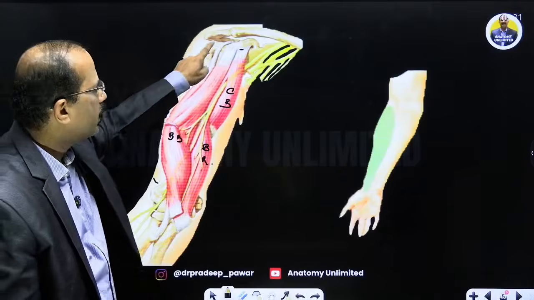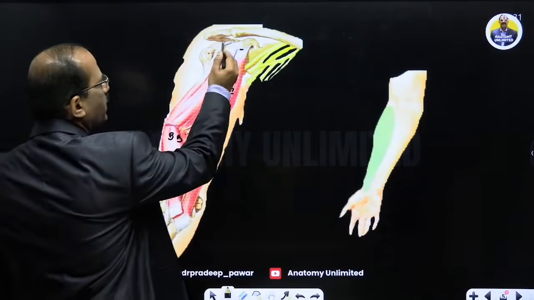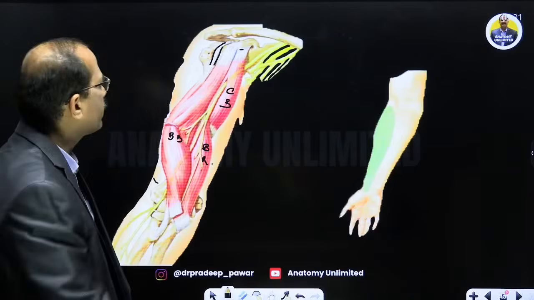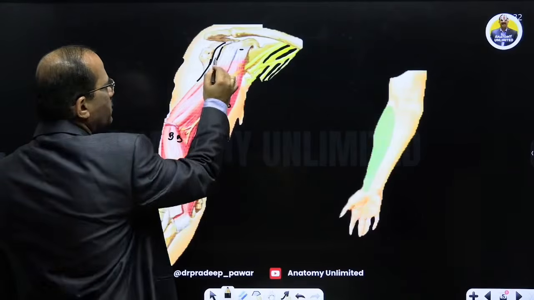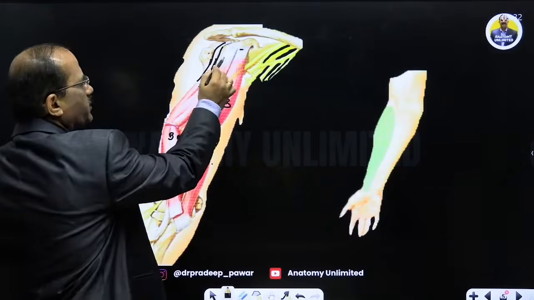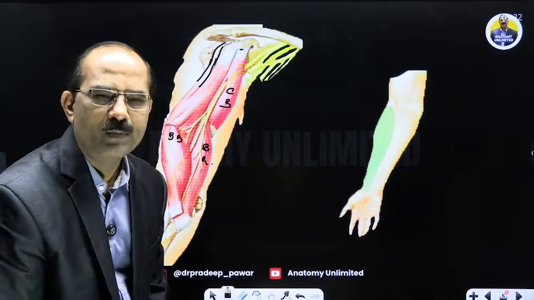Now, what is this muscle? This is the long head of biceps brachii. Understood? Look at this. That's the long head of biceps brachii, beginning from the supraglenoid tubercle and passing through the bicipital groove. This is the short head of biceps brachii, which begins from the coracoid process.